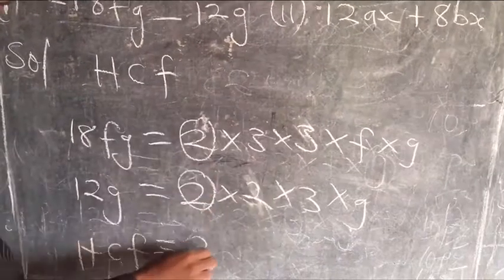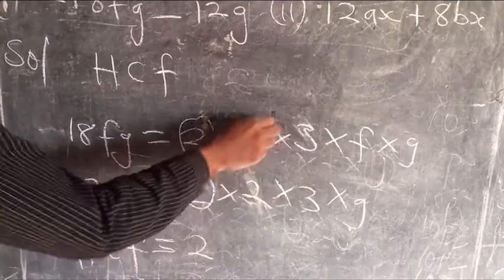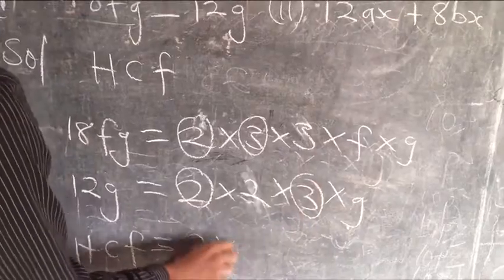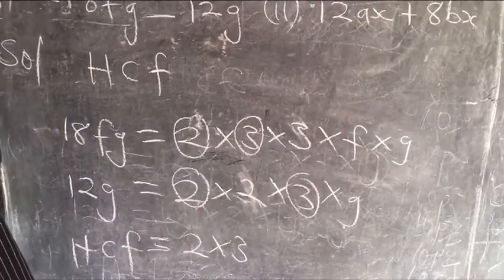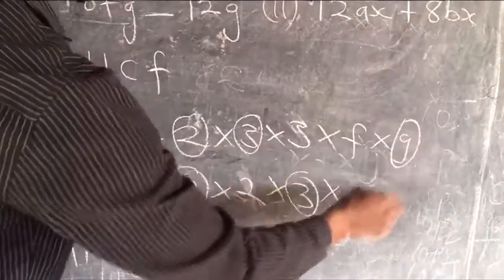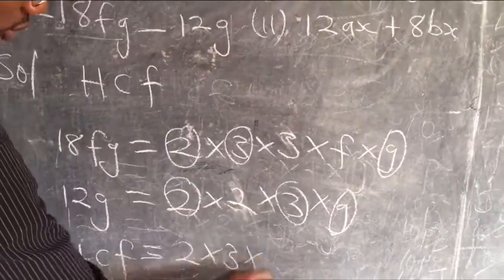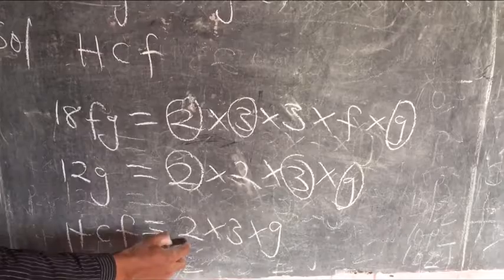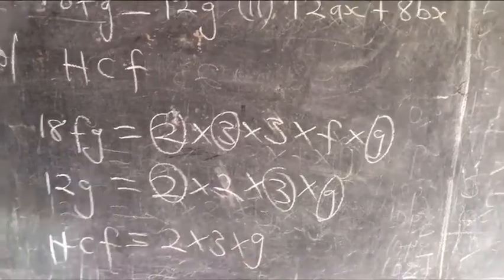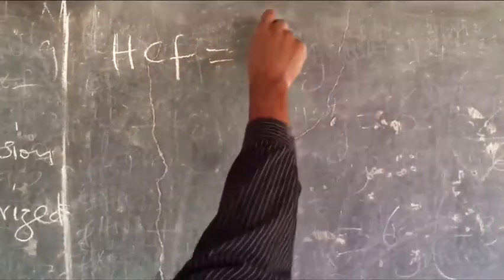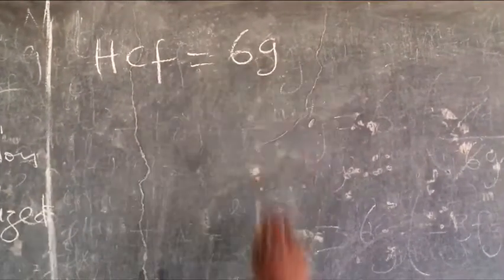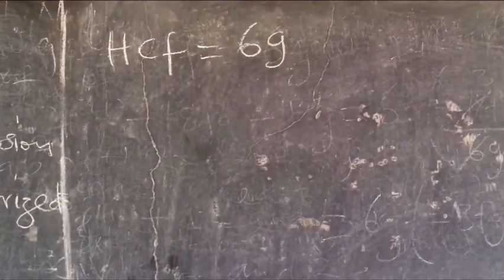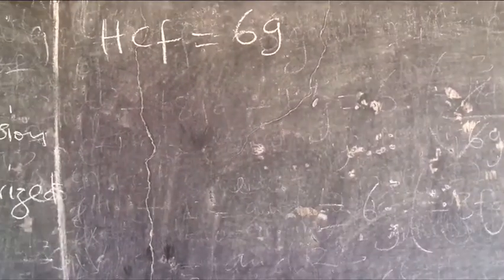So 2 common, we go pick am. And then 3 common, I go pick 3 again, abi. Wetin common again? G. G common, so I go pick G. Now, if I do this one, 2 times 3 times G, I go get their HCF as 6G. Abi?